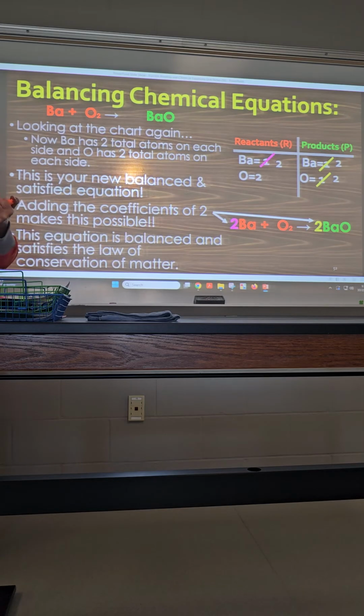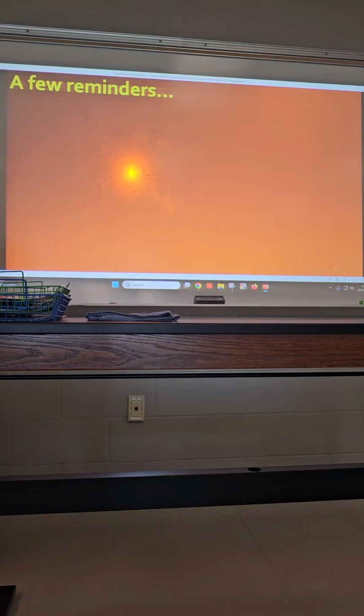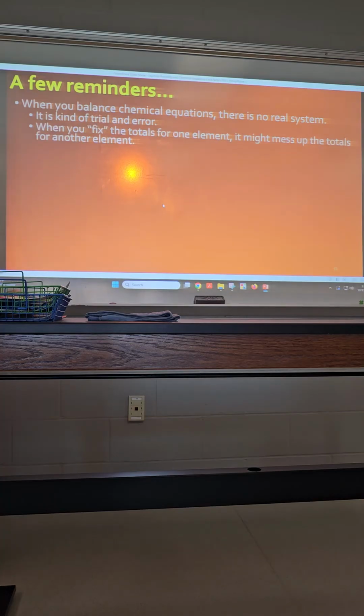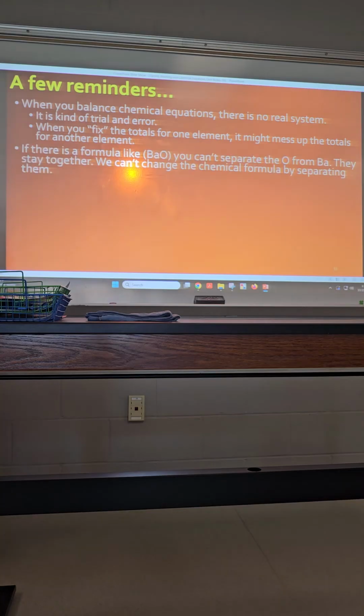And that's what you do, right? You just identify elements, count how many you have, build up the smaller side until everything's equal. And you just keep going until everything is. Okay, so here's a few reminders. When you balance chemical equations, there is no real system. It's kind of trial and error. When you fix the totals for one element, like we did with the oxygen, it might end up messing the totals for the other, like it did the barium. And that's okay.